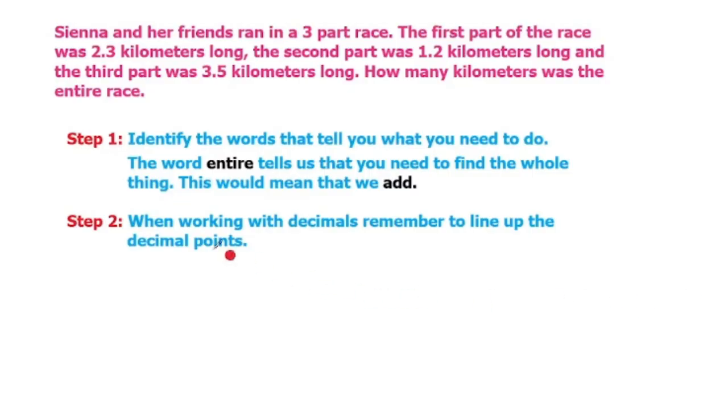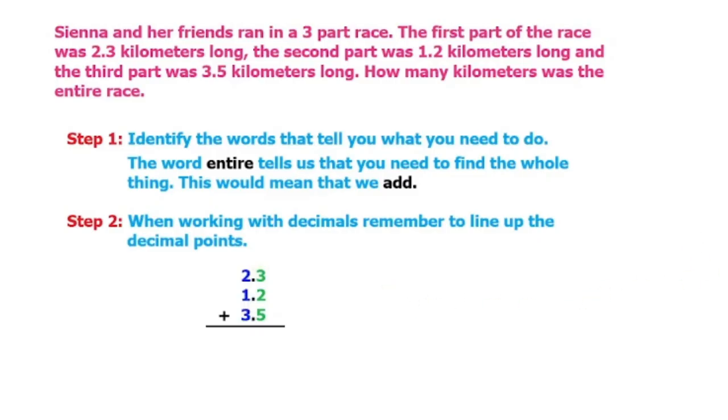And then when working with decimals, remember to line up the decimal points. So how would that look? So it would look like this. So I take 2.3, here's 2.3, 1.2, here's 1.2, and 3.5, here's 3.5. And the decimals are all perfectly lined up. The tenths are all lined up, and the ones are all lined up.